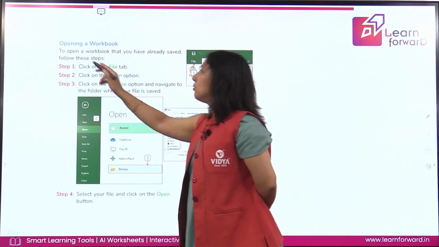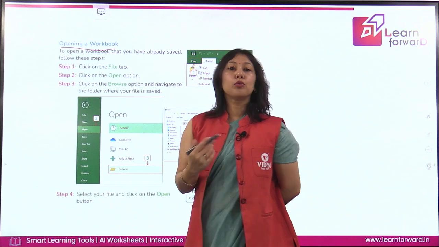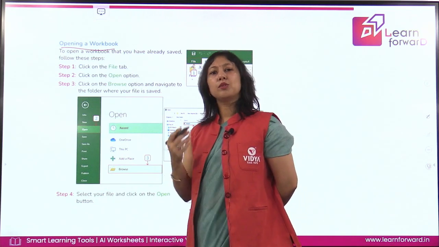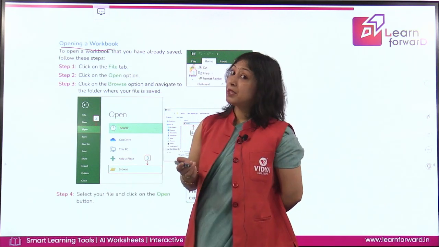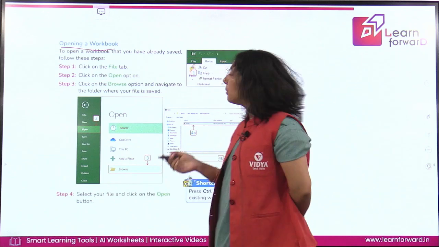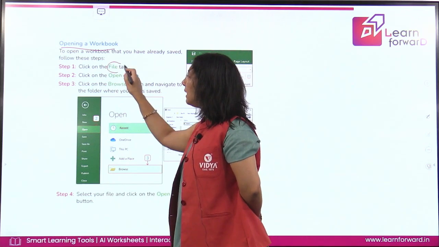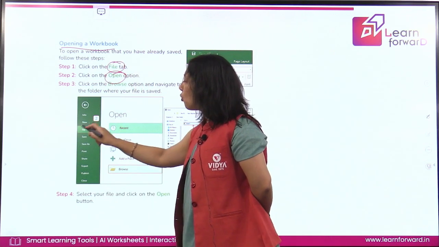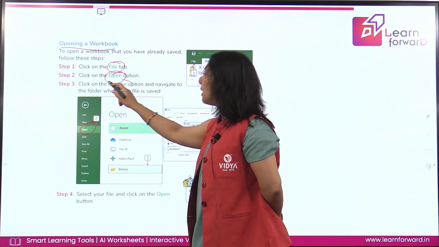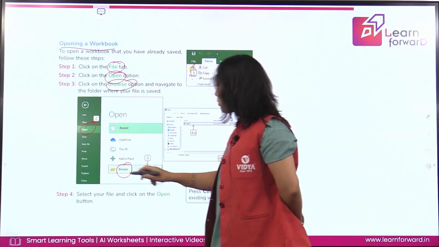Next is opening a workbook. Once you are done with the workbook, you closed it and went away. After a few days, you want to work again on it, you want to update it. So you need to open it. For opening a workbook, again, you will open the File tab. In that, you will go to the Open menu, and browse the location where you saved it.